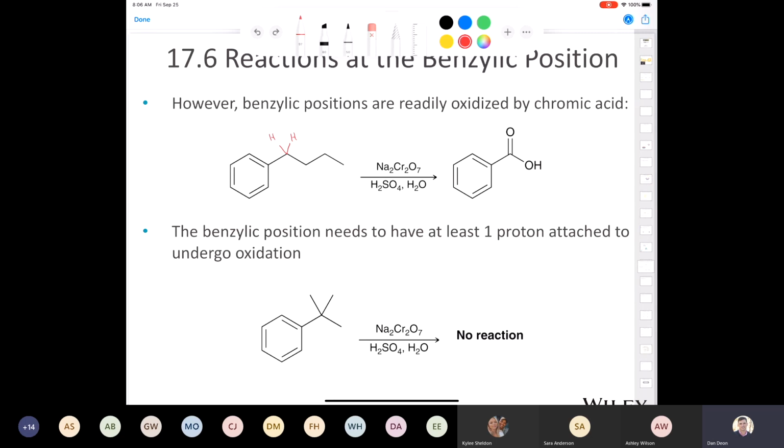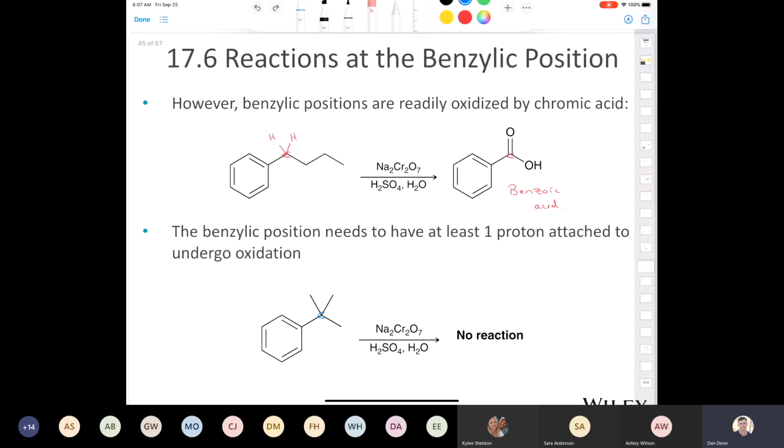So you still have the benzylic carbon, it's still there, but it gets converted into a carboxylic acid. And you might think, well, that looks an awful lot like benzoic acid to me, Mr. Dion, and you'd be absolutely right. That is benzoic acid. Now, again, if you don't have a hydrogen on the carbon at the benzylic position, you will get no reaction. And so you've got to have at least one proton here in order for that reaction to occur. Okay, so oxidation at the benzylic position with chromic acid.